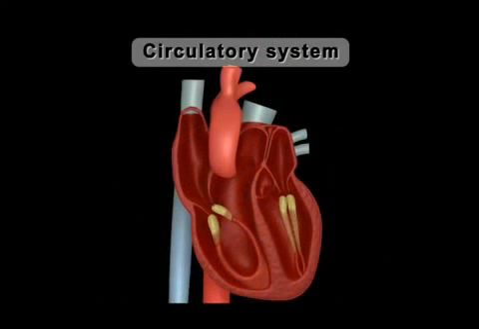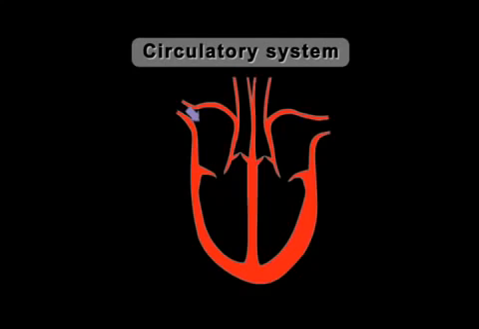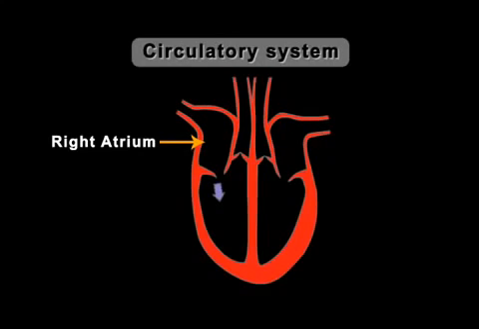The blood vessels which carry deoxygenated blood from the body to the heart are known as vena cava. Deoxygenated blood from different parts of the body enters the upper right chamber of the heart, called the right atrium, as it dilates. The right atrium then contracts, allowing blood to flow into the right ventricle, which expands to receive the blood through the one-way valve.